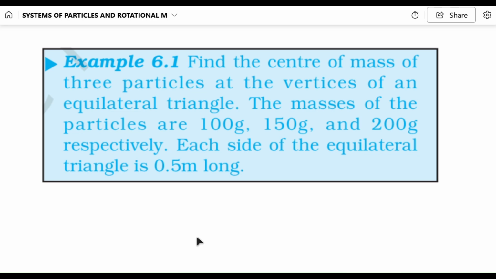In the last video, we discussed the concept of center of mass. So in this video, we are going to take this example and try to solve it. So what is this example saying?